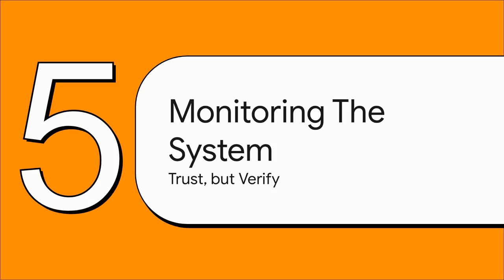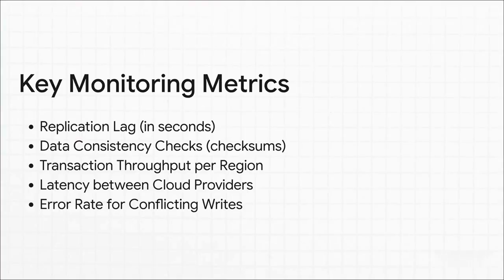Okay, so we've built the system. It's fast, it's resilient, it's smart. But as an architect, your job is never really over, is it? A system like this is a living, breathing thing. Now we have to watch it. We have to monitor it. You know the saying, you can't manage what you don't measure. So we need a dashboard with all the vital signs of our system. We're going to track transaction throughput to see where the traffic is coming from, and use data consistency checks to make sure no data is getting garbled along the way.